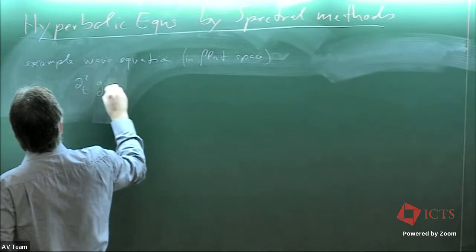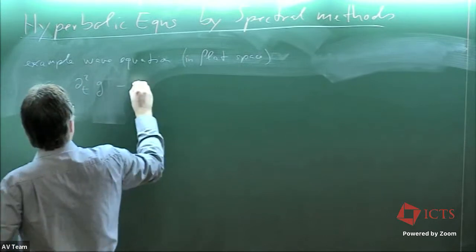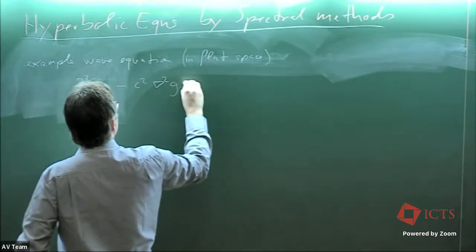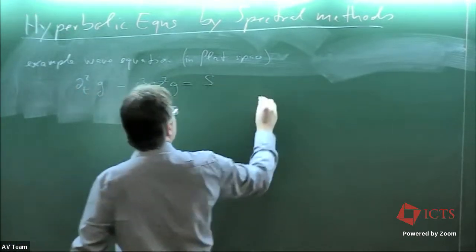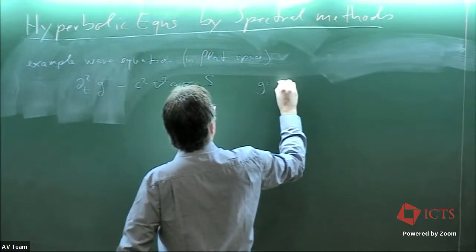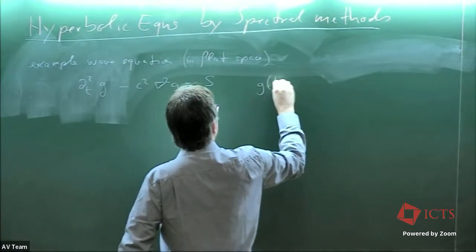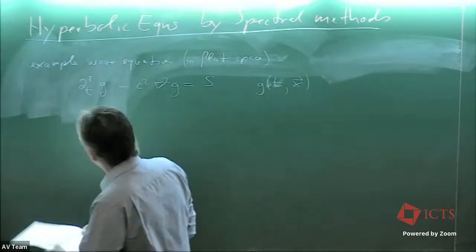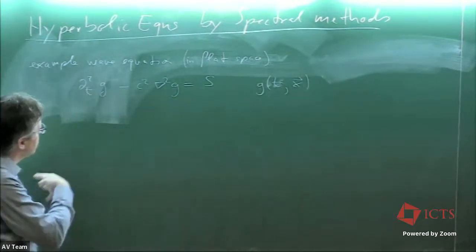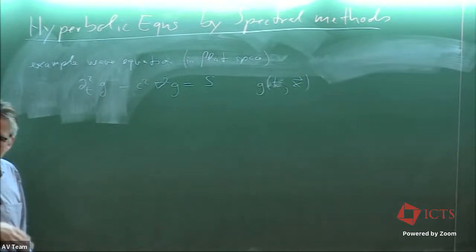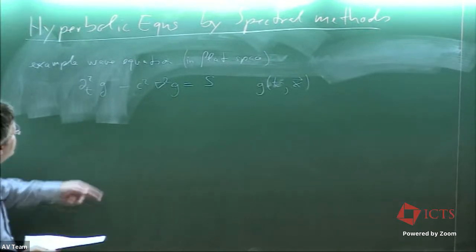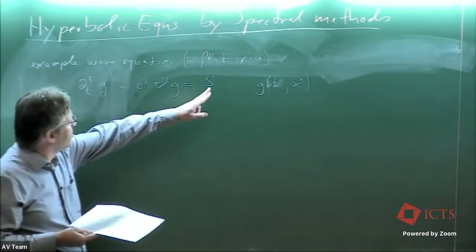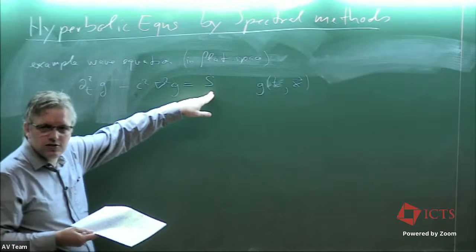d squared of g minus c squared gradient squared of g equals a source term, and g is going to be a function of t and x. So c is the speed with which the waves are going to propagate. Usually we set it to 1, but I left it in so you see where the speed is going to go. And a source, you can have a source term in the equations or not.